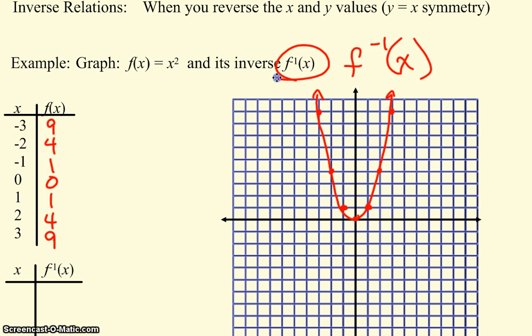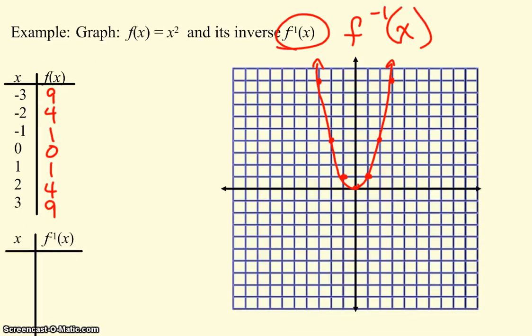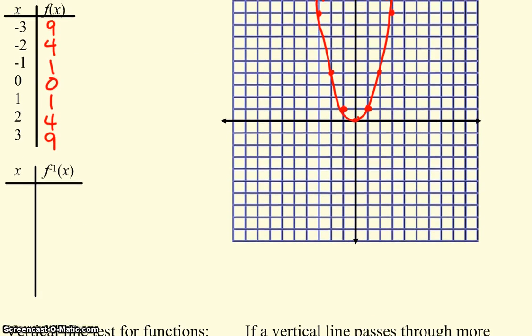Now remember what we just said about the fact that inverse functions have y equals x symmetry. There are two ways to graph the inverse. One would be to just simply reverse the ordered pairs. We're going to do that first, but then I'm going to point out the symmetry to you as well. If I reverse the ordered pairs, what was y becomes x, and what was x becomes y. So our first ordered pair, instead of -3, 9 is 9, -3, then 4, -2, 1, -1, 0, 0, 1, 1, 4, 2, and 9, 3. So we end up with a graph that looks like this.